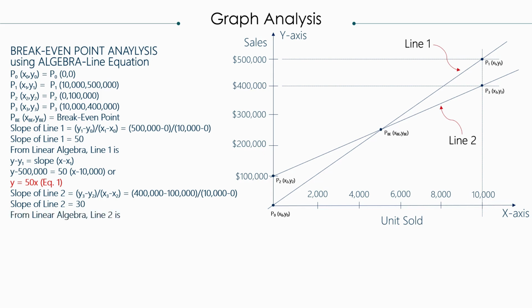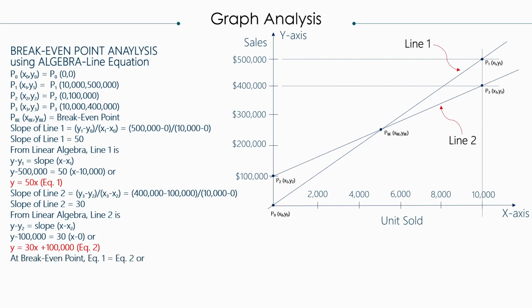Using this slope value, we can create the second line by using the standard line formula. So y minus y2 equals slope times x minus x2, or y minus 100,000 equals 30 times x minus 0. To simplify, y equals 30x plus 100,000. We will note this as equation 2.